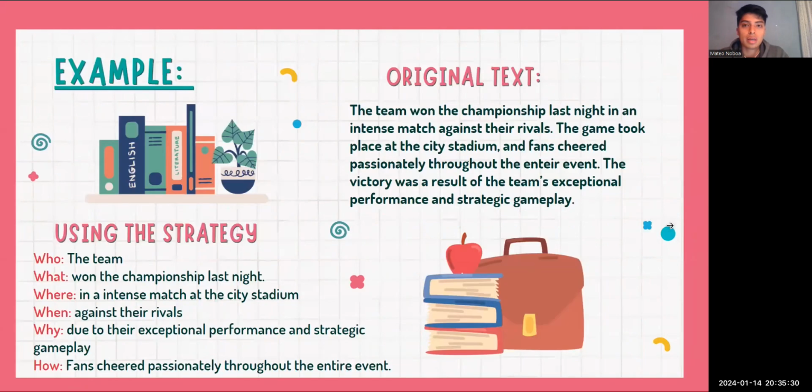Well, we can see one example about this strategy. We can see the original text, and the text is talking about a kind of championship, and we can see how the paragraph looks after using the strategy. We can see how the paragraph is divided into six different parts using the six specific key questions: who, what, where, when, why, and how.